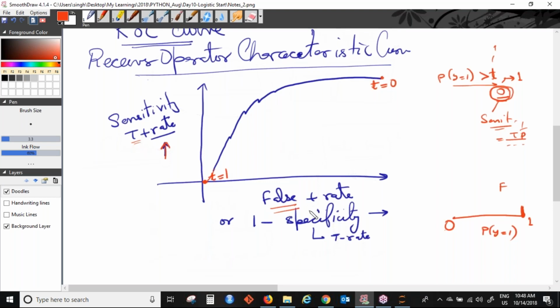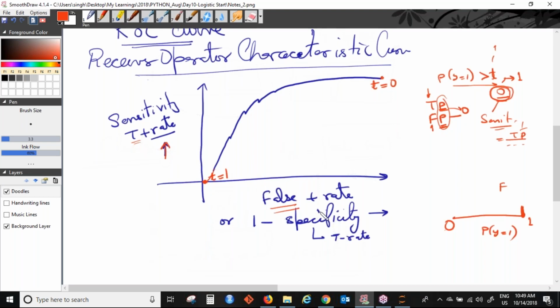Now let us talk about false positive rate. What will be the false positive rate when your threshold is 1? So false positive is when you predict positive but actually it's a 0. That also will be 0, because you are not predicting any positive. So the true positive rate and the false positive rate will both be 0 because positive itself is 0. Doesn't matter whether it is true positive or false positive, both will be 0. So that is why you have 0 for both x-axis and y-axis.